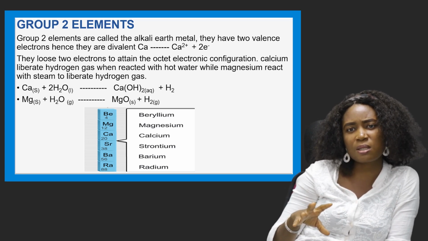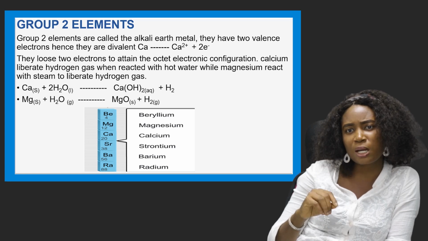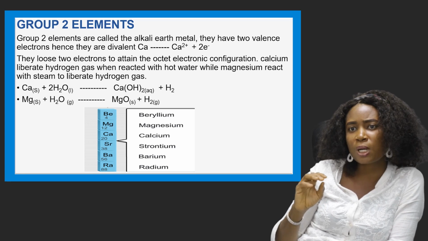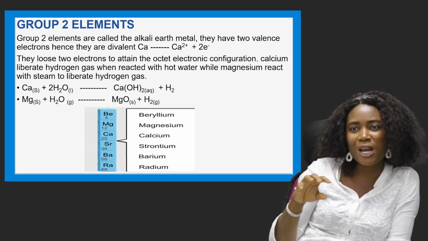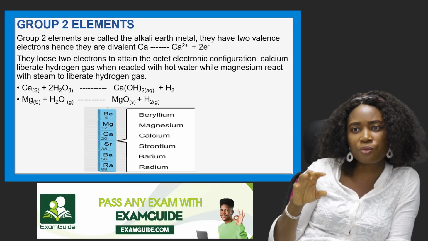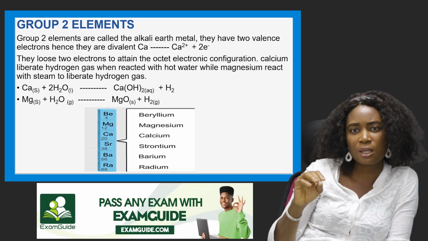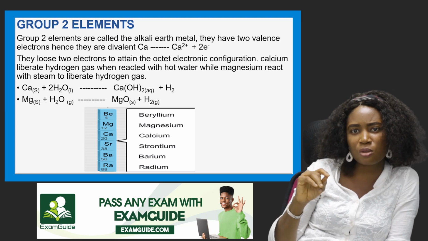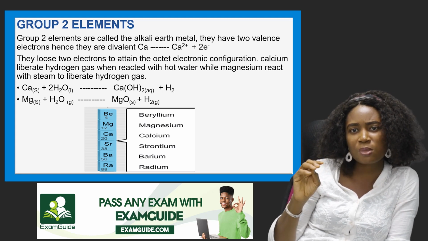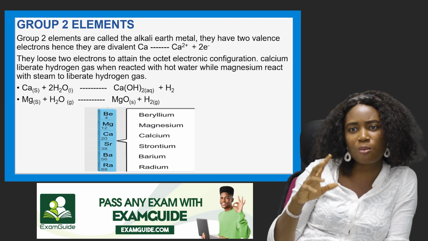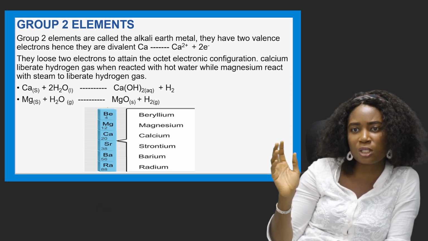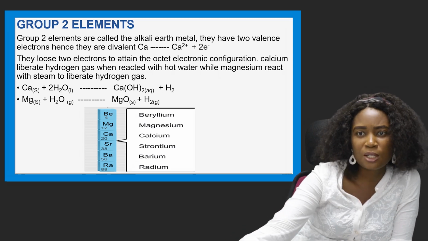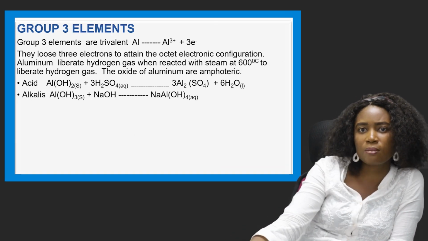One of the properties that they have is that calcium reacts with water to form calcium hydroxide. But in this case, calcium reacts with hot water to form calcium hydroxide. We can also see that magnesium reacts with steam to form magnesium oxide, and as a result, it gives us hydrogen.